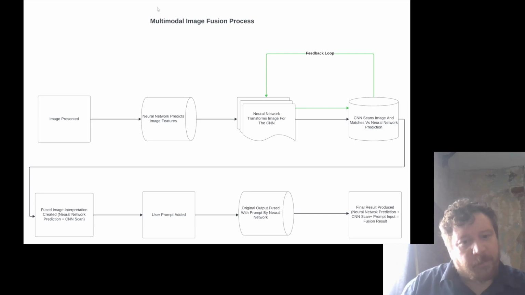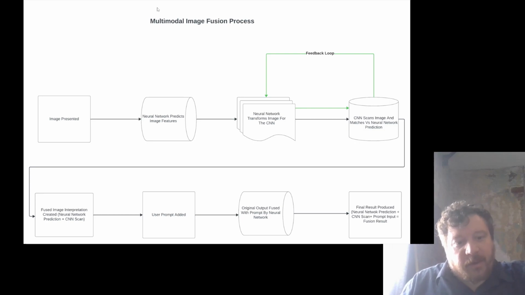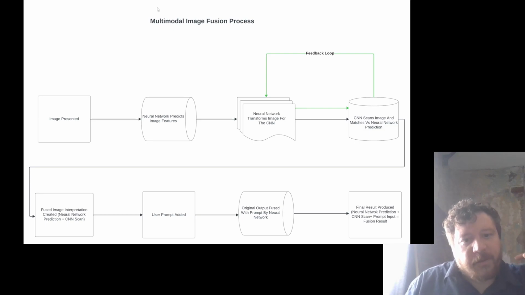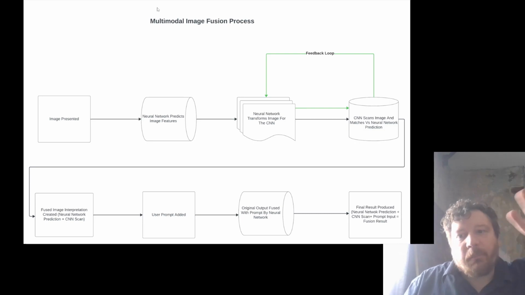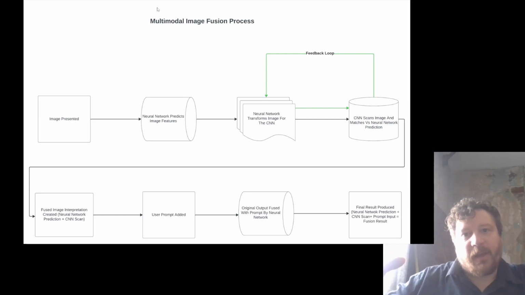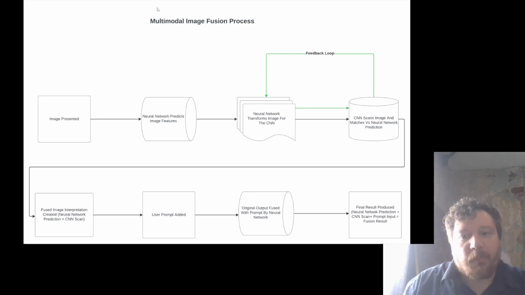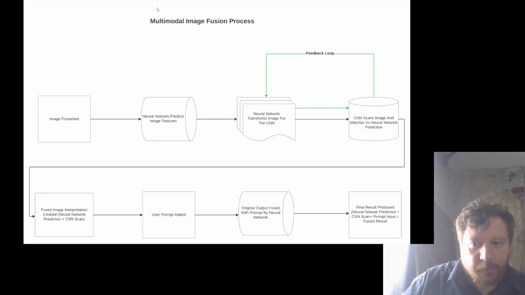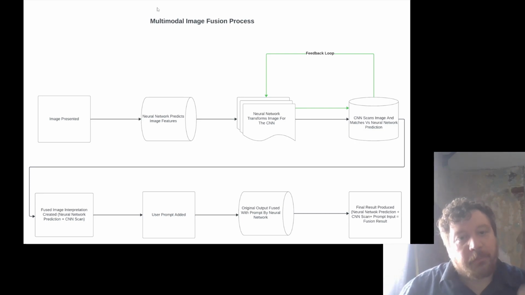And then let's say that you present that image along with a prompt and you say, hey, describe what's going on in this image. What the diffusion model does is take that whole fusion process that it did and meld the prompt on top of that. So it goes through the whole process, creates its fusion, and then says, hey, let's take this prompt and fuse it again. So the original output gets fused with the prompt by the neural network, and you get a final result that is like a process of 5 fusions, right? Because it's the neural network prediction plus the CNN scan plus the prompt input, and that equals your final output.